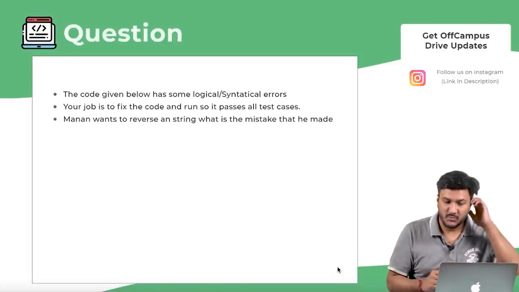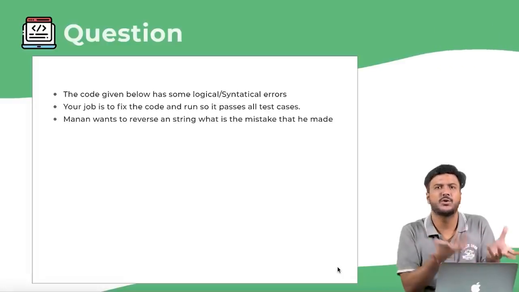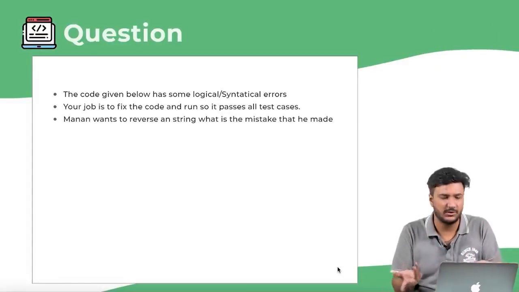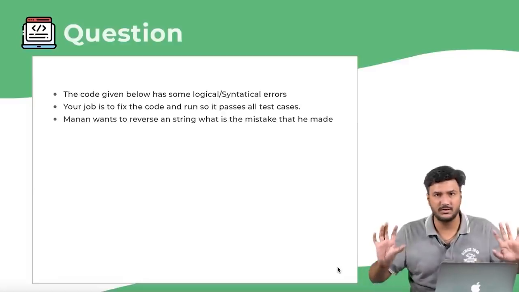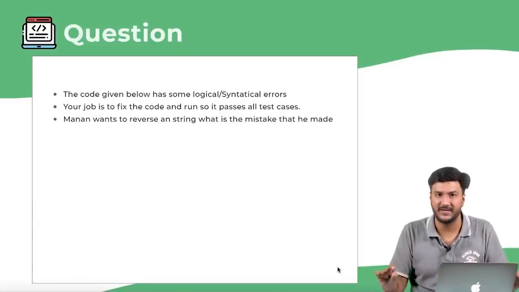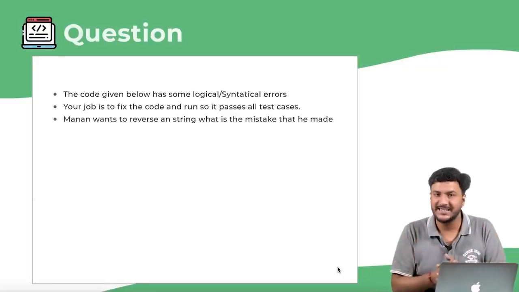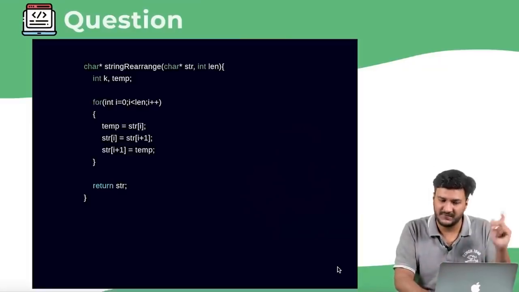Okay, so what Manan wants to do is reverse a string. It could be an array also, it could be a string also, it depends, right? Manan wants to reverse an array. That array could be of int, that array could be of characters. In the case of characters, it's called a string, right? Now what mistake has he made? In that case, obviously you have to find that out and fix it, right?